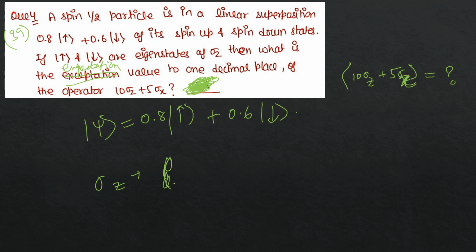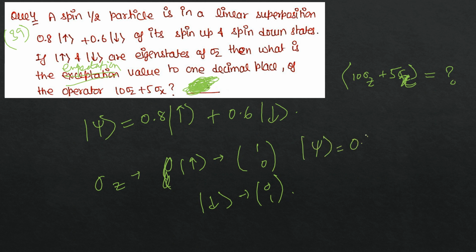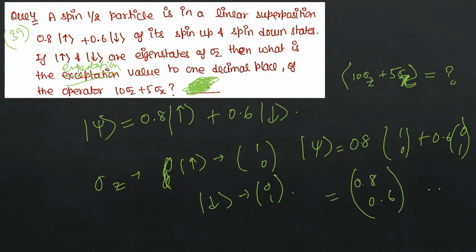For spin up, the sigma z eigenstate is (1, 0). For spin down, it is (0, 1). Alright, so psi becomes 0.8 times (1, 0) plus 0.6 times (0, 1). If we do this, it becomes (0.8, 0.6).